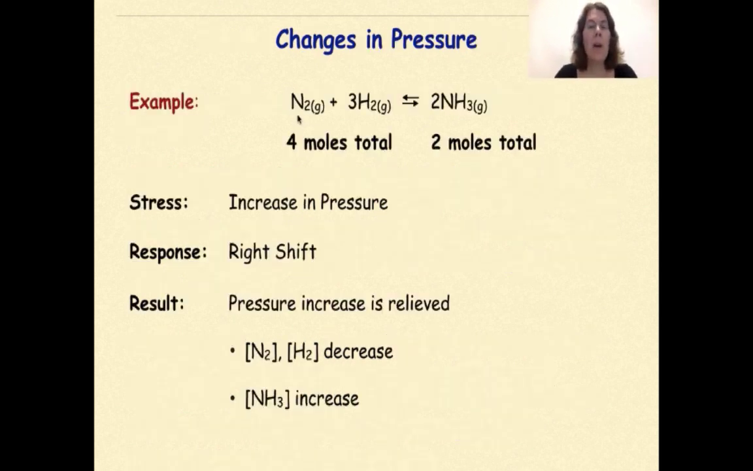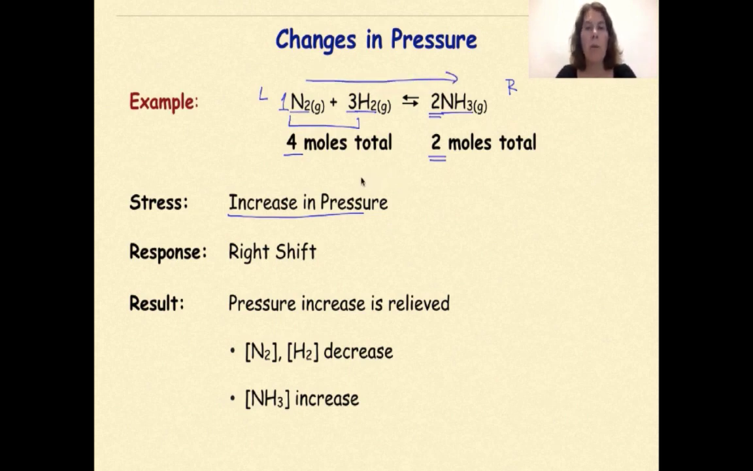Let's look at an example. We have nitrogen plus hydrogen gives us ammonia. This is my left and this is my right. The stress on the situation is that we are increasing pressure. If we are increasing pressure, we want to go to the side of the balanced chemical equation that's going to have the least amount of moles. So we add up an assumed 1 mole here with 3 moles here, which gives us a total of 4 moles, and we compare that to our products, which only occupy 2 moles. So an increase in pressure is going to result in a right shift, where the reactants are going to combine together to make more products.